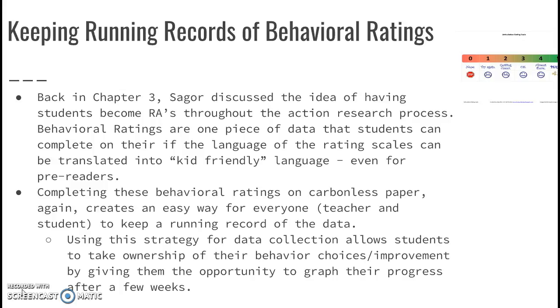And then another type of data is rating scales. And back in chapter 3, Sager discussed using students as RAs to help you out throughout the action research process. So behavioral rating scales are one type of data you can use, and then there are other rating scales that Jennifer is going to talk to you about in just a minute. And the idea is that kids can keep track and take their own data as long as you keep the rating scale in kid-friendly language.